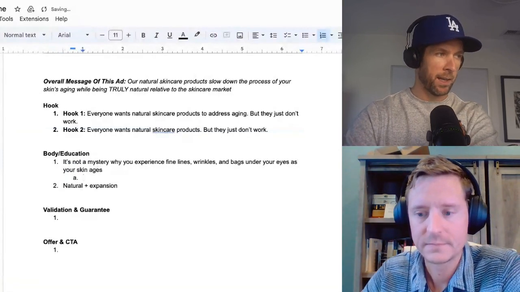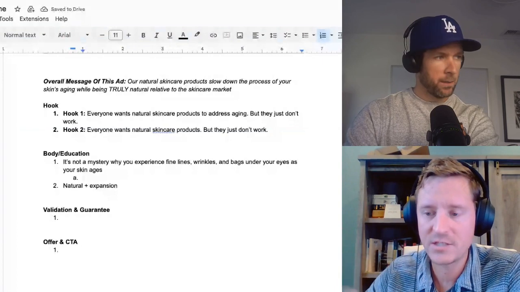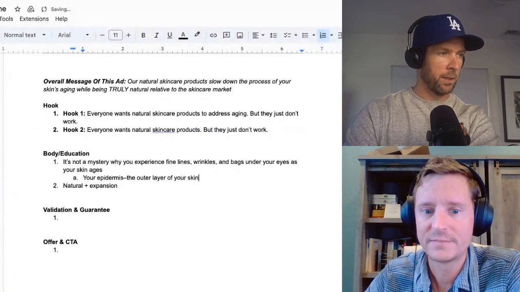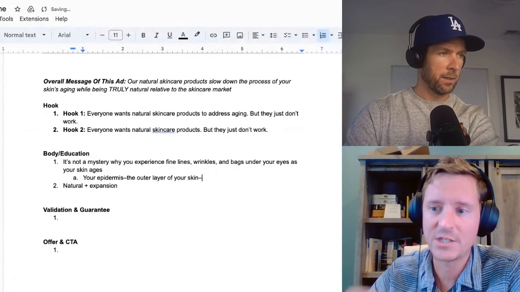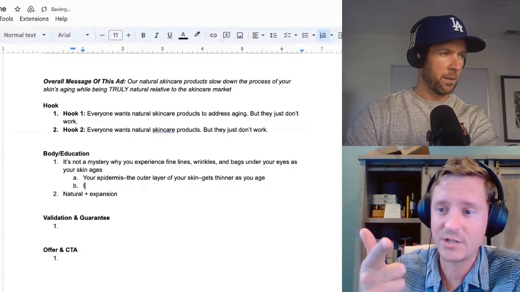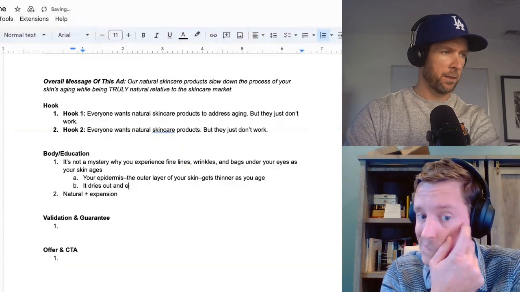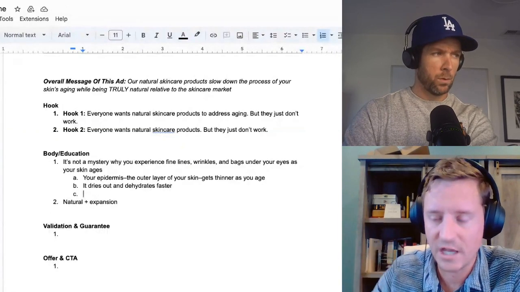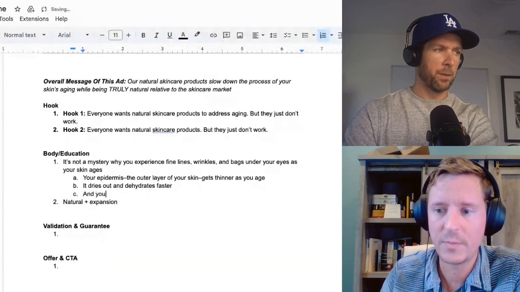Okay, say it again. Your epidermis thins out as you age. You produce less collagen, and your skin loses... Okay, say it again. Your skin gets thinner as you age. It dries out, dehydrates faster. And anything else about it? We can also say that you produce less collagen as you age.